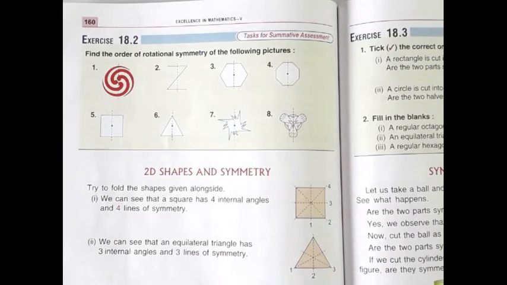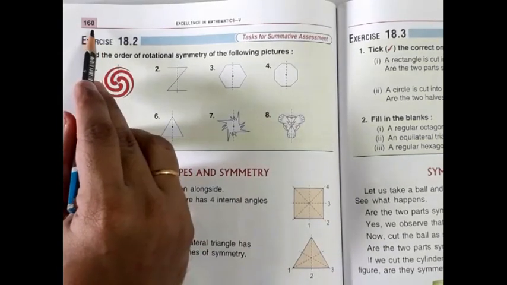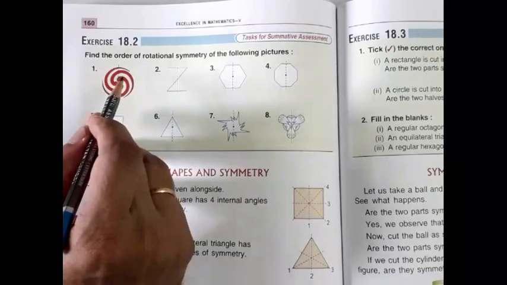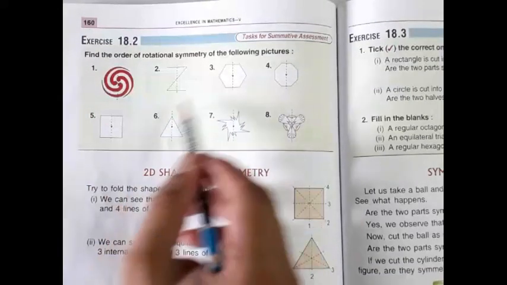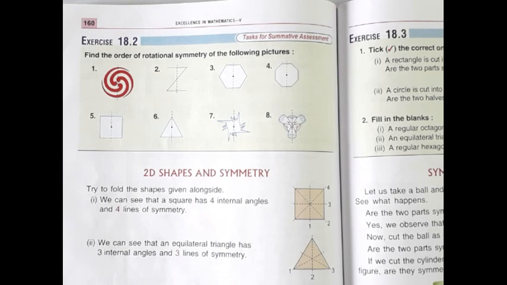Very good morning, children. As we are done with our part on the topic rotational symmetry and the order of rotational symmetry, I want to explain this exercise 18.2 of page number 160. As most of these were already discussed in our explanation, I am going to show how the answers are going to be. So just like me, you write the answers with pencil.